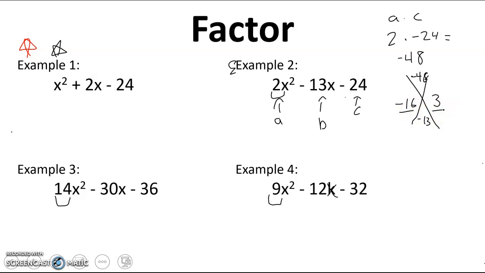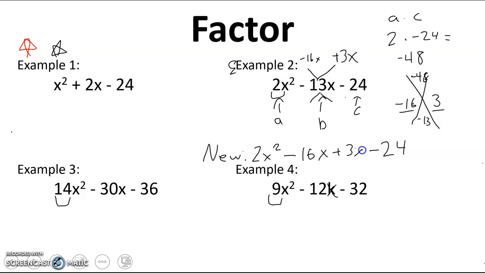Now we want to take these two numbers and split apart our original b value, the negative 13. Basically, you want to rewrite a new equation with a split-apart b value. I'm going to rewrite 2x squared and the negative 24. Those do not change. Your a value and your c value do not change at all. It's your b value, this negative 13, that we're going to split into negative 16x and positive 3x. We're just going to rewrite that down here. It's going to be 2x squared minus 16x plus 3x minus 24.